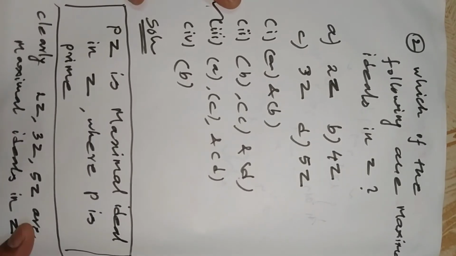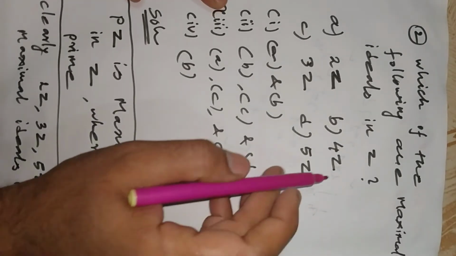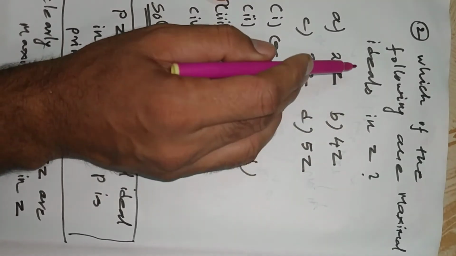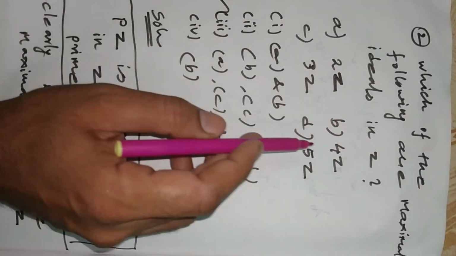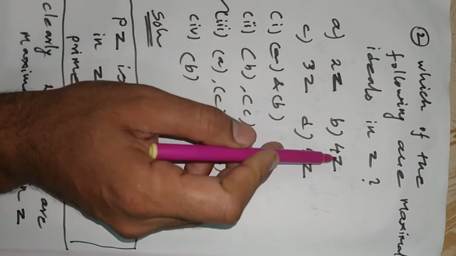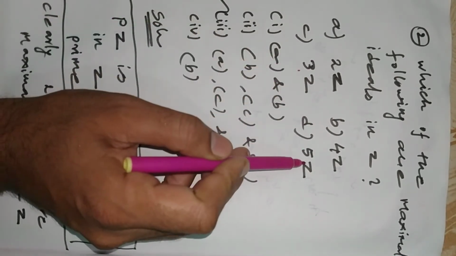The next second problem, very interesting one. Which of the following are maximal ideals in Z? The four options are given: 2Z, 4Z, 3Z, 5Z.